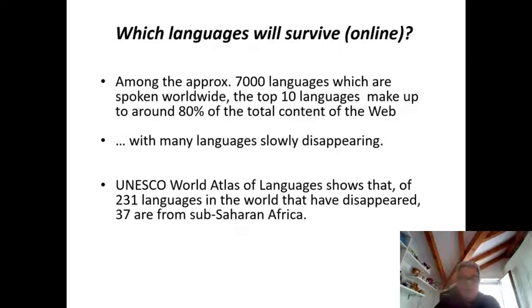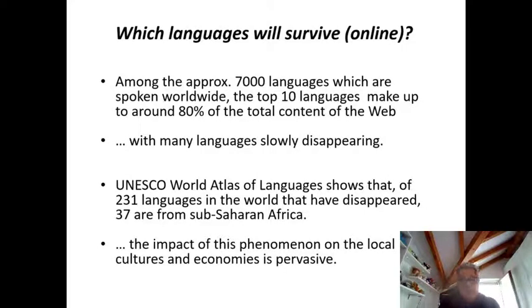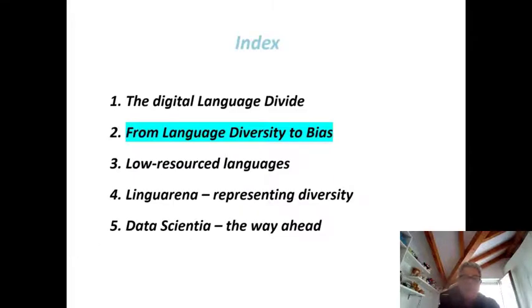And in fact, as of 2019, the UNESCO World Atlas of Languages shows that of 231 languages in the world that have disappeared, 37 were from sub-Saharan Africa, which is one of the areas of the world which are less rich. And clearly, as I said, the phenomenon of the disappearance of languages has a big economic impact and a big cultural impact. I already gave you the example of the restaurant in the West Bank, but I think it's just the tip of the iceberg.